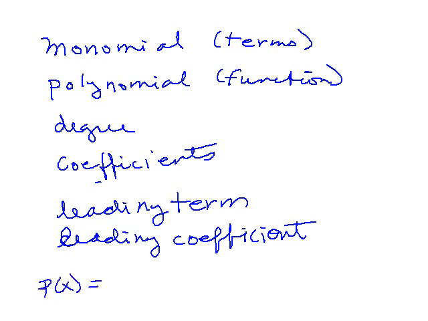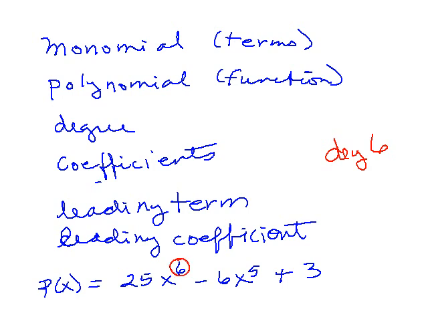For example, if I have p of x is 25x to the 6th minus 6x to the 5th plus 3, let's say, then this is a polynomial. You see each one of these are monomials. They're strung together with plus and minus signs. This polynomial is of degree 6 because that's the highest exponent. The coefficients are the 25, minus 6 and 3. The constant, I didn't write that in the list, is 3.